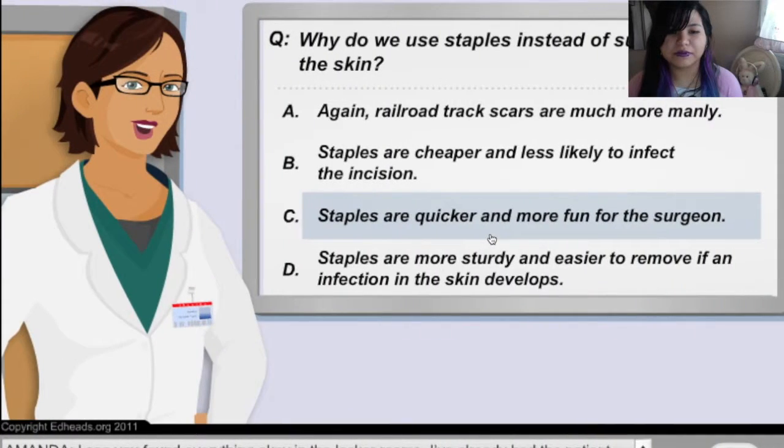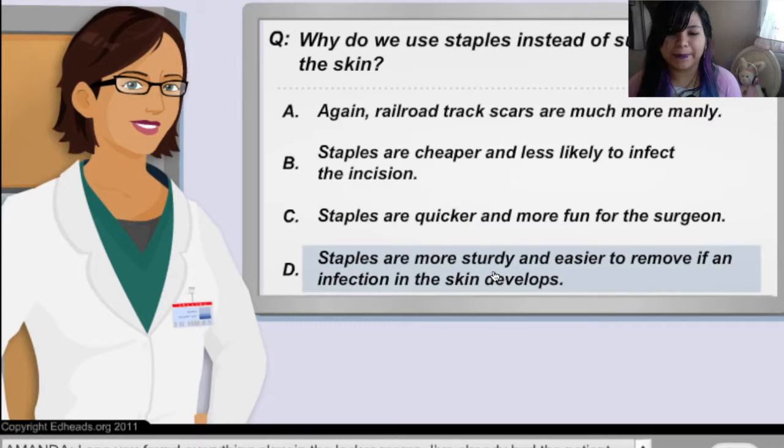Why do we use staples instead of suture for the skin? Again, railroad track scars are more manly. Staples are cheaper and less likely to infect the incision. Staples are quicker and more fun for the surgeon. Staples are more sturdy and easier to remove if an infection in the skin develops.